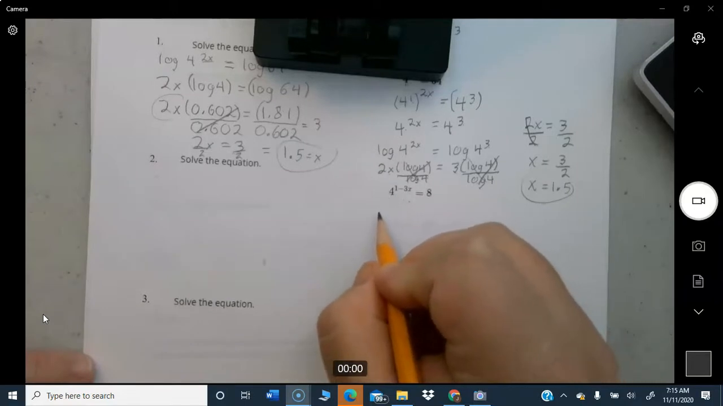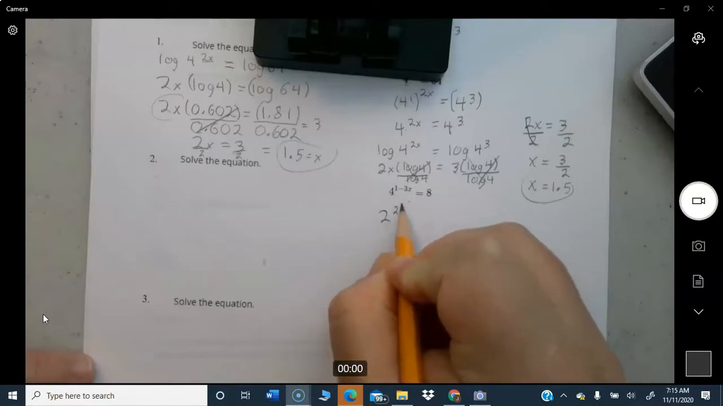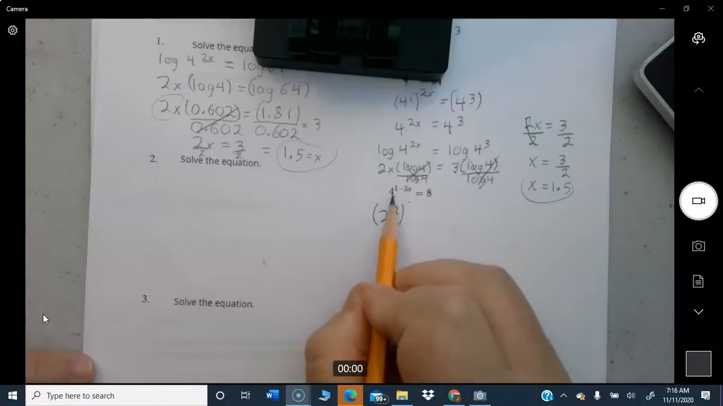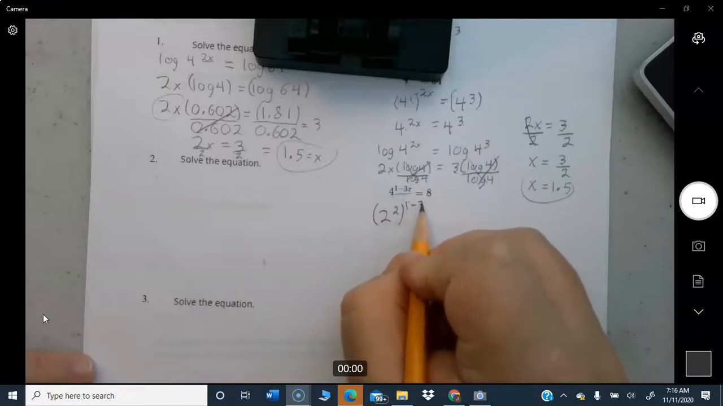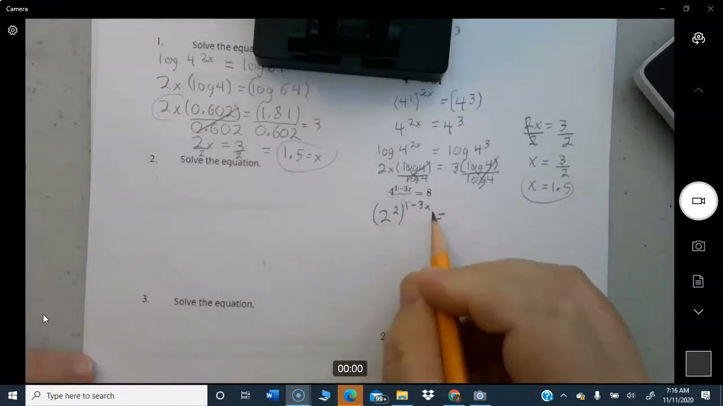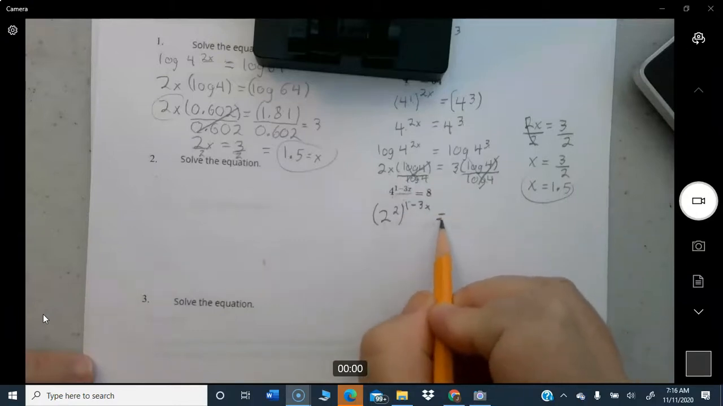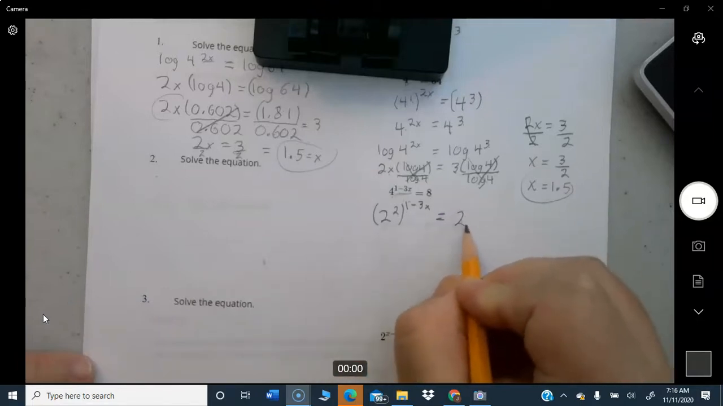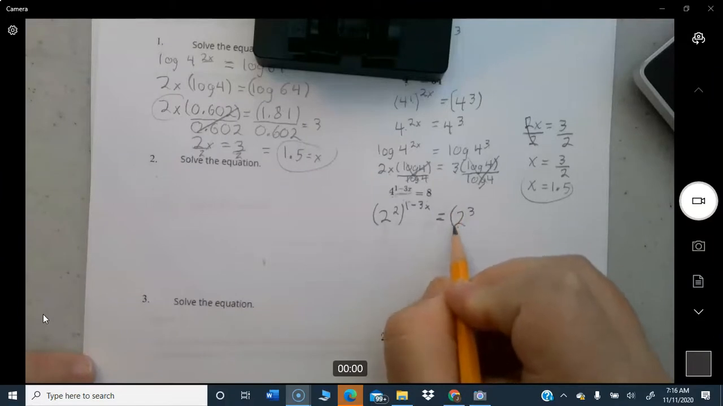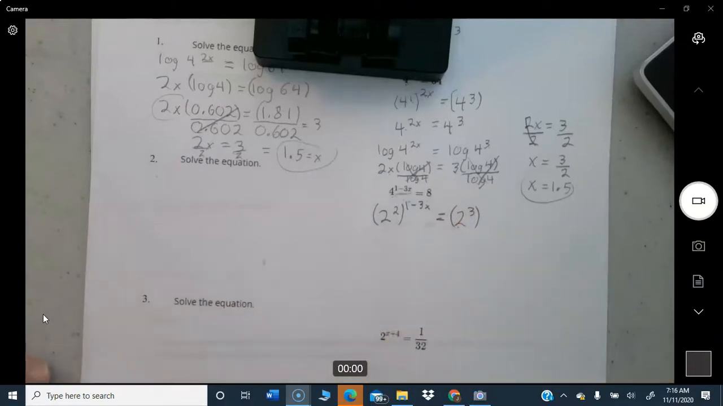4 is going to be 2 to the second power. That equals 4. And now outside of that, you've got this exponent here. And 8, I think you can see, is 2 raised to the third power. That equals 8. Okay, if you're not sure of that, you can just play with the numbers. 2 times 2 is 4. 2 times 2 times 2 is 8. Most of these, it's kind of obvious what the common base is going to be.